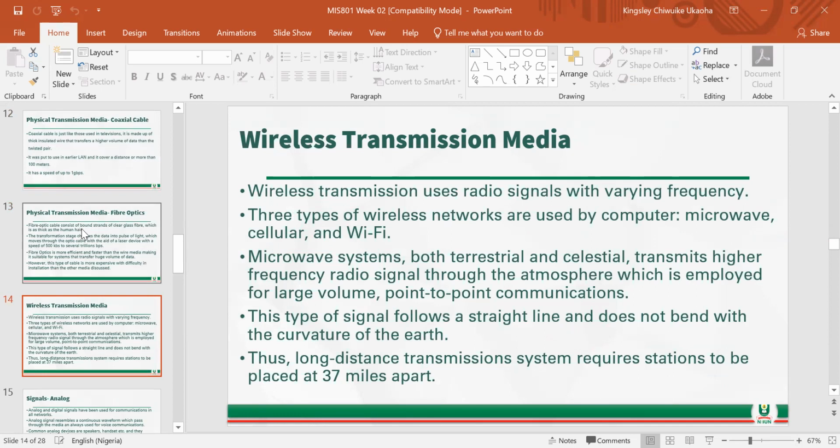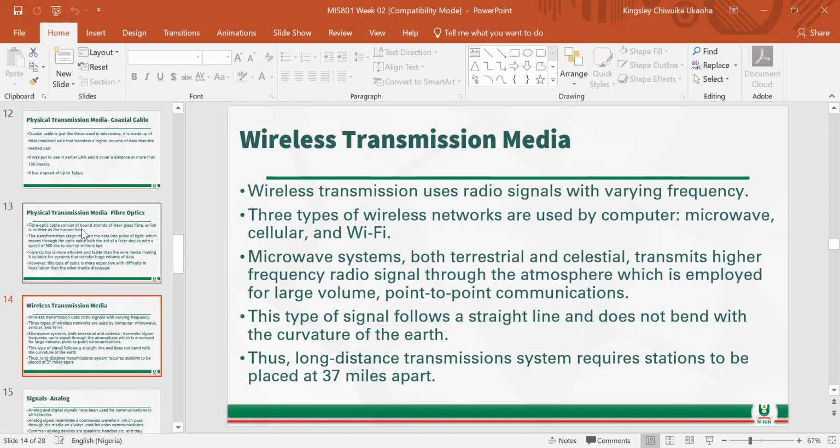Apart from the wire transmission, when you talk about wire physical transmission, you are talking of how computers get connected to other devices, the kind of wire they use. But not all computers use wire. Some, in fact, don't use wire. So what if I want to go wireless? Wireless transmission uses radio signals with varying frequency. Three types of wireless networks are used by computers: the microwave, the cellular, and the Wi-Fi. Chances are that any of you may have used a combination of the three before now.